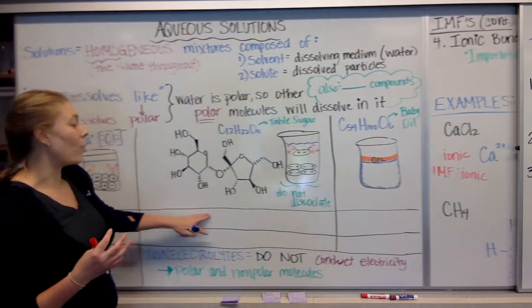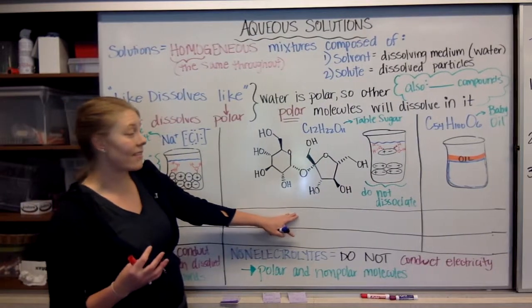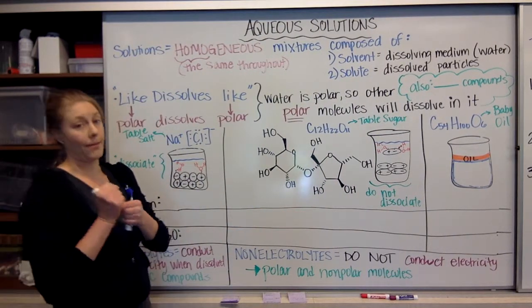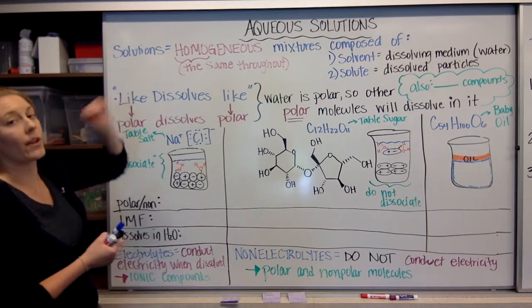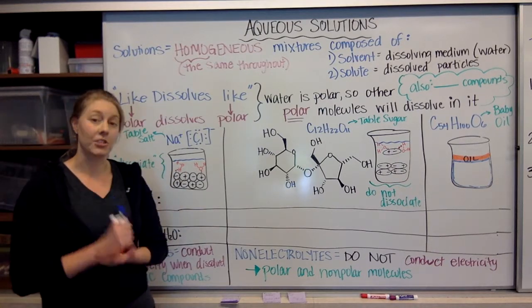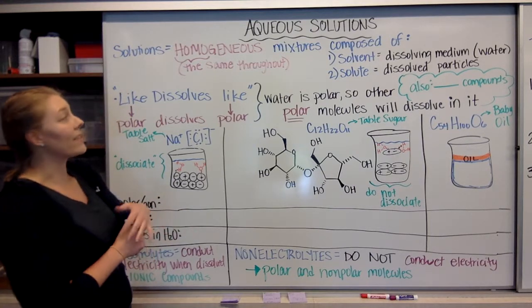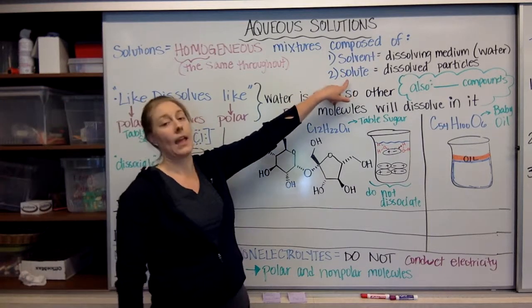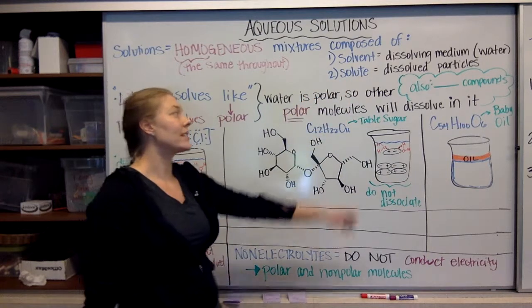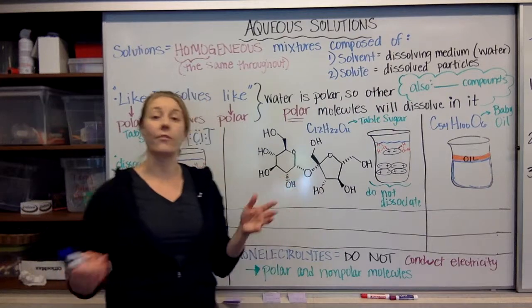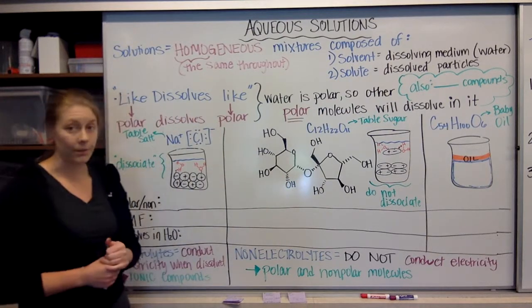Let's take a look at one of the physical properties, and that is solubility. So in aqueous solutions, what is happening? Remember that a solution refers to a homogeneous mixture, which means it's the same throughout. Aqueous solutions are composed of a solvent and a solute. The solvent dissolves the solute. The most common solvent we see is water.